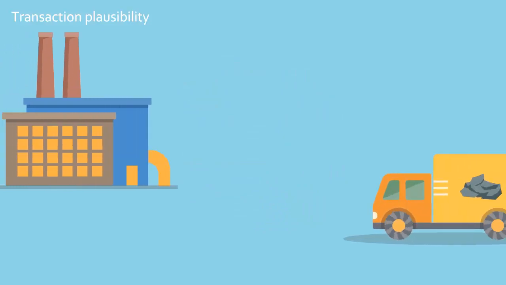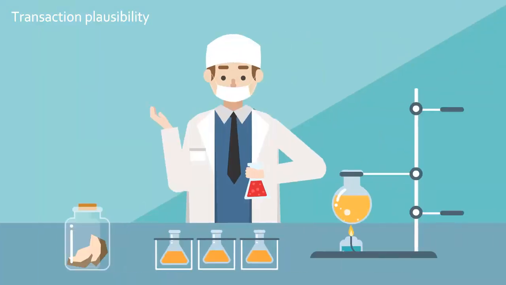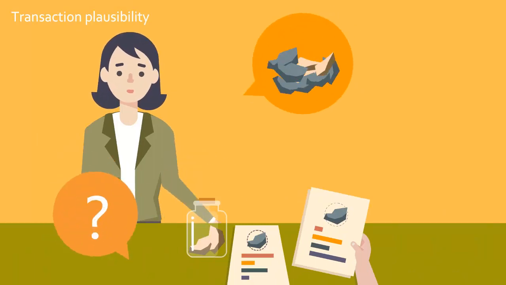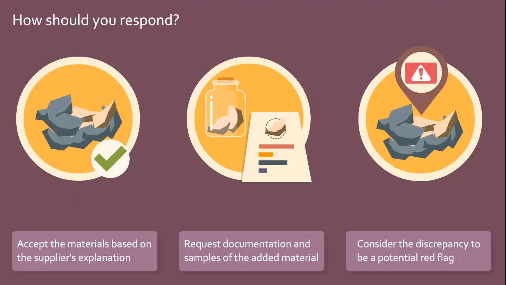Let's say the first shipment of mined material has arrived. When you compare assays of the shipment with assays from the sample, you find that the composition of the material is slightly different. You ask the supplier, and they admit that they'd mixed the original materials with materials from a different source. How should you respond?